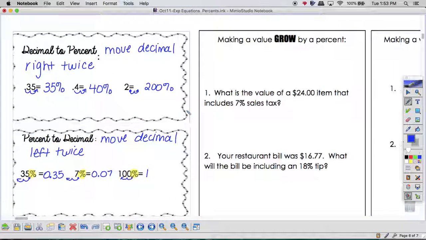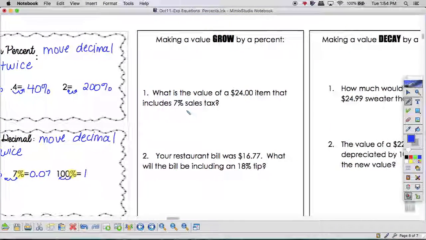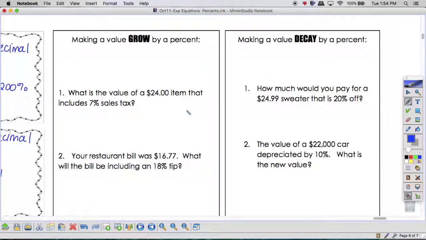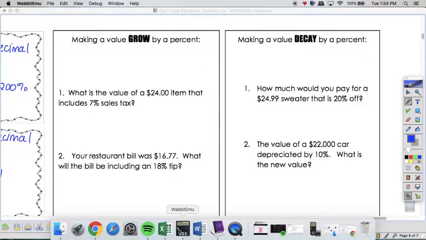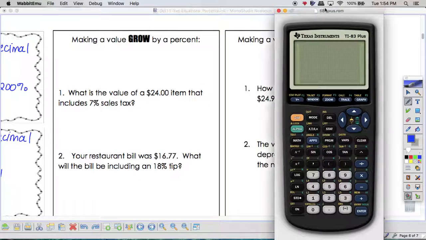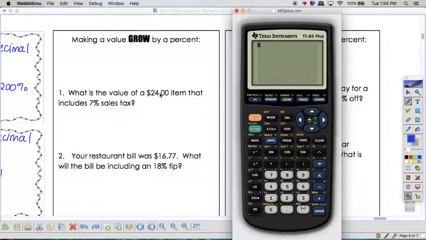Okay, we're going to make a value grow or decay by a percent. And in order to do that, we are going to multiply by something. So for example, if I have a $24 item and I want 7% sales tax, let's figure out what I could multiply 24 by.